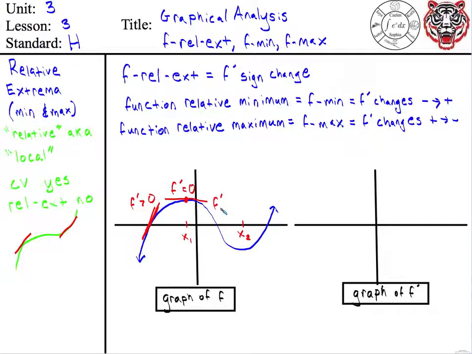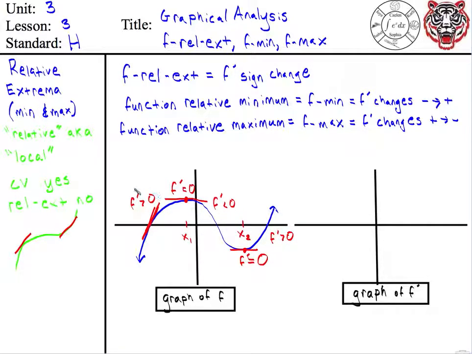Everybody has those days. f prime is negative here. And then again, right here at x2, I have a slope of 0. f prime is equal to 0. And then on the right-hand side of x2, I have what? f prime is positive, greater than 0.